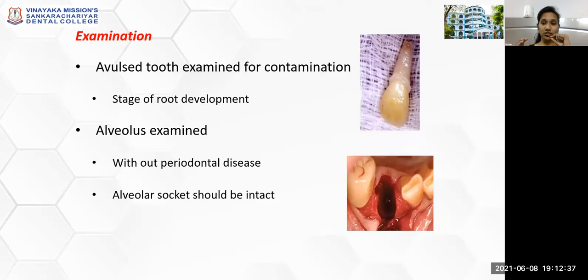Once you have examined the tooth, then examine the socket. Check if there is any periodontal disease. If there is any presence of periodontal disease, then your success of the treatment is going to be very less. And also ensure that the alveolar socket is intact. Make sure there is no alveolar socket fracture.